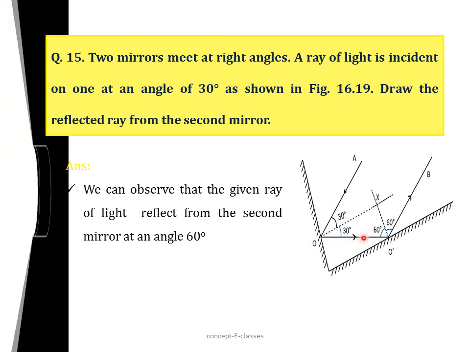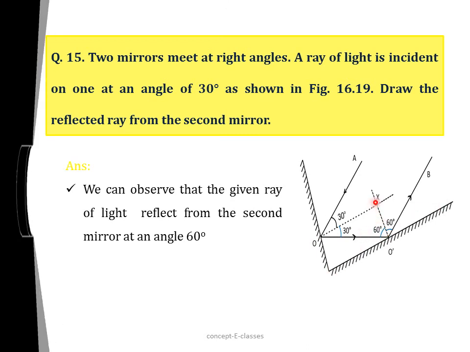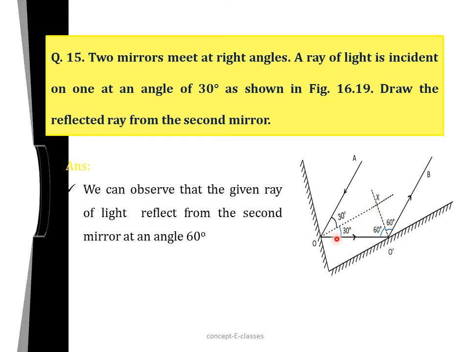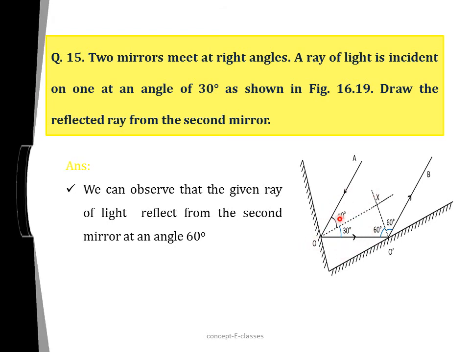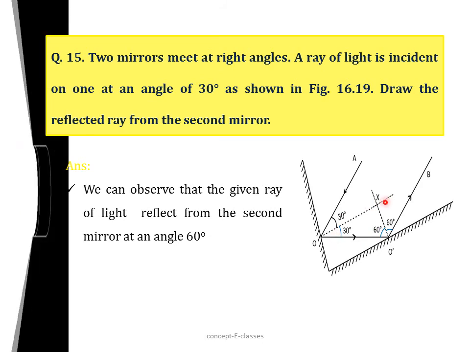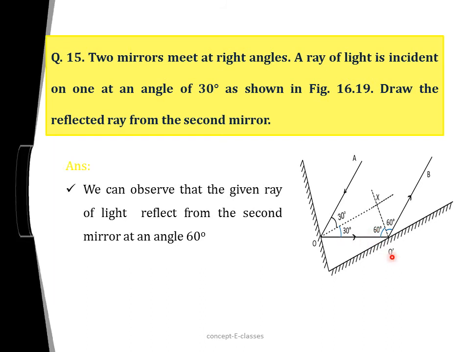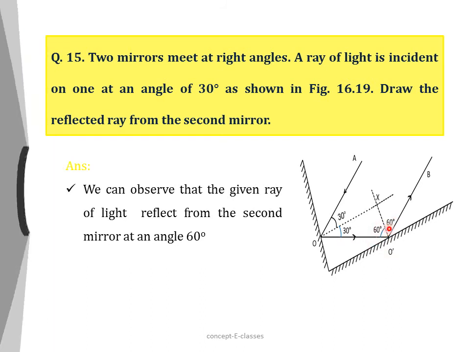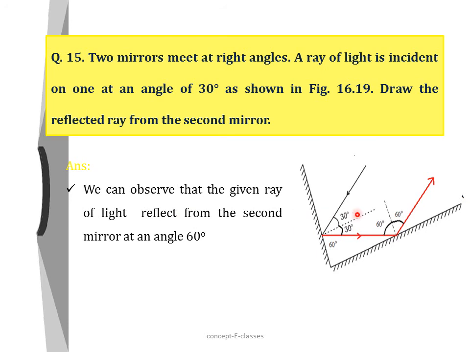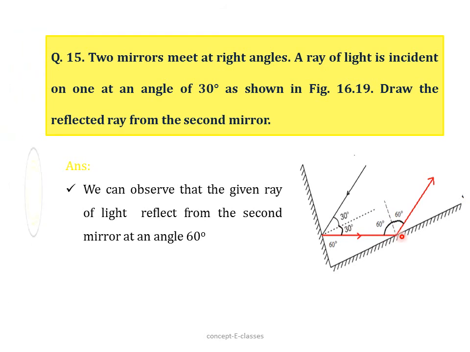Now this reflected ray acts as an incident ray on the second mirror, and if we draw a normal at this point, we can see that these two normals intersect at 90 degree. Now a triangle is formed. We know that the sum of angles of all the triangles is 180 degree. So we have 90 plus 30, which is 120. So 180 minus 120 will give this angle as 60 degree. Hence, the angle of incidence in the second mirror would be 60 degree. Now the angle of incidence is equal to the angle of reflection. Hence, we can observe that the given ray of light reflects from the second mirror at an angle of 60 degree. And we can draw the reflected ray from the second mirror as such.